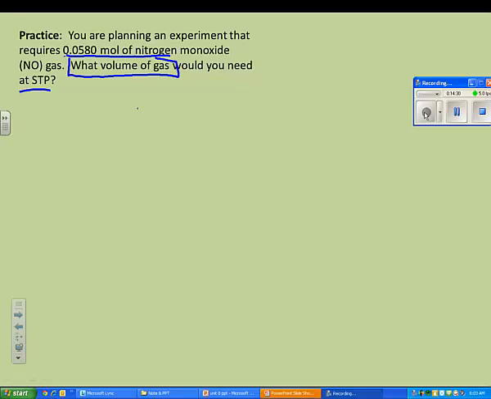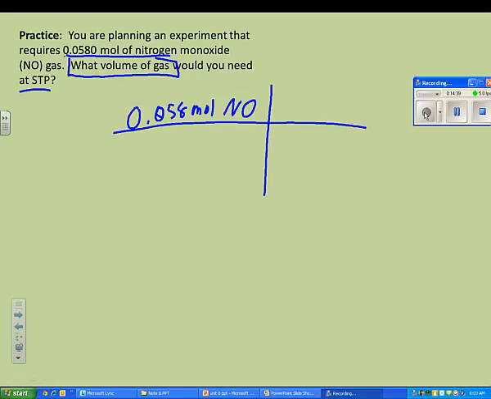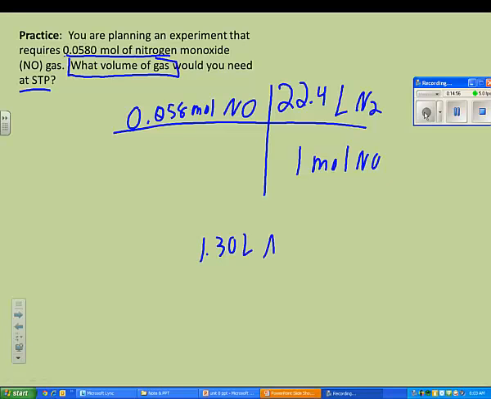So you've got 0.0580 moles of nitrogen monoxide. It's NO. How much volume is that? Well, you always do 1 mole down here. And it says volume. Remember, our volume is liters. And we're going between moles and liters. This is the first time you may have seen this: 22.4 liters in every mole. This is just showing you the calculation using volume. Let's do the math like always. 1.30 liters of NO. Okay, that one was simple.